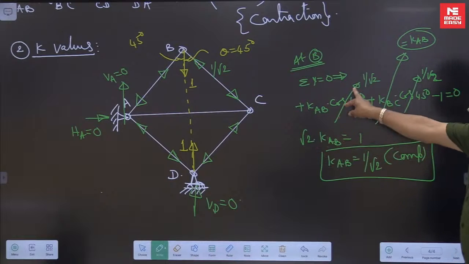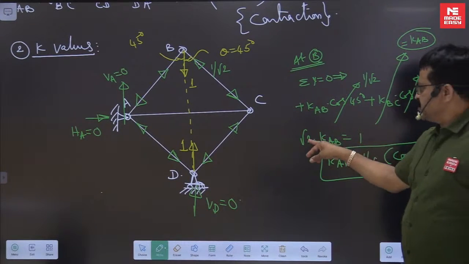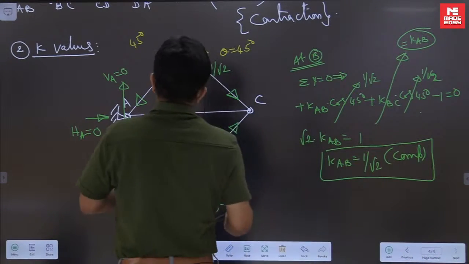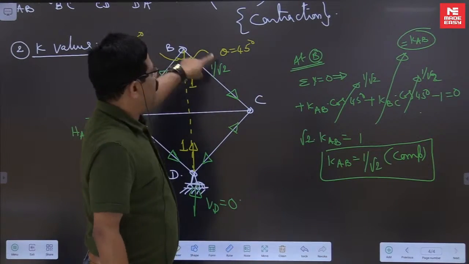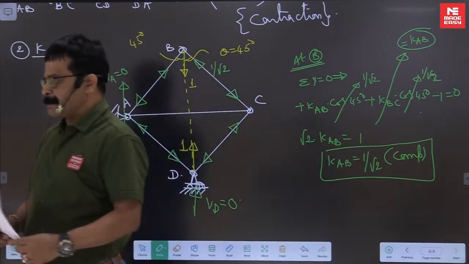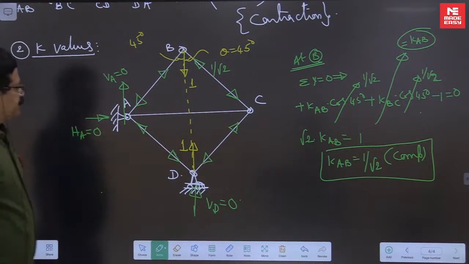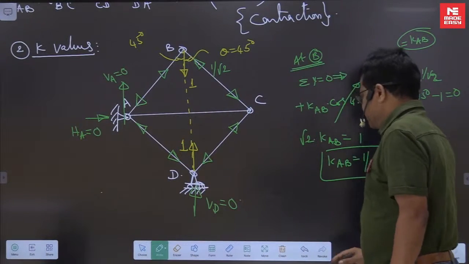Get it? Like this: 1 by root 2 plus 1 by root 2, both are same, so 2 by root 2. That means root 2 times KAB, so KAB is 1 by root 2. In the exam, this type of configuration only they will give us, so that by seeing the diagram itself, we can get the values. Now, what is the direction of the force in the member AC? We don't have to find.